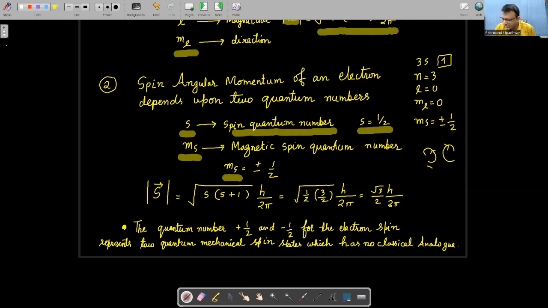This is just a classical way to understand. This is wrong. There is no such thing. It is quantum mechanical, so you cannot compare classical physics with quantum mechanical. That's why they are saying that the quantum number plus half and minus half for the electron spin represents the quantum mechanical spin states which have no classical analog. It means it is not related with clockwise and anti-clockwise, because the words clockwise and anti-clockwise are related to mechanical or classical physics. Okay, right.